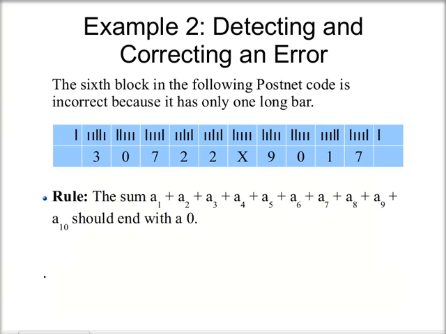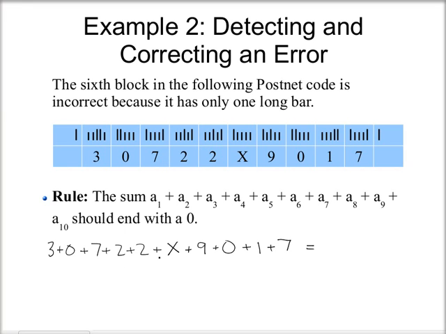Now let's take a look at a different type of an example. Here we've got a postnet code that has been typed incorrectly because the 6th block has only 1 long bar. So let's try to figure out what that digit X should be. So to do that, I'm going to use my rule again. So let's look at what this sum is. I'm just going to add up all of these digits from my postnet code. So I'll have 3 plus 0 plus 7 plus 2 plus 2 plus my unknown number X plus 9 plus 0 plus 1 plus 7.